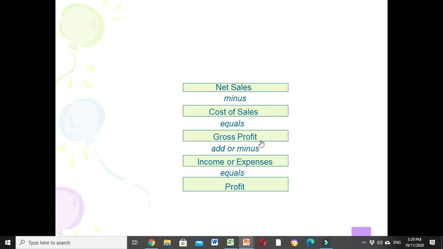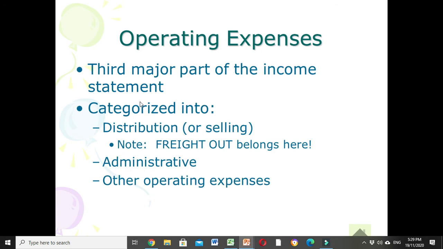And at this point, we basically talk about the other income or expense accounts. And for the other income or expense accounts, this is the third major part of the income statement. This is actually called operating expenses. And operating expenses are categorized into distribution or selling expenses. And take note, freight belongs here. So, naa diri si freight.